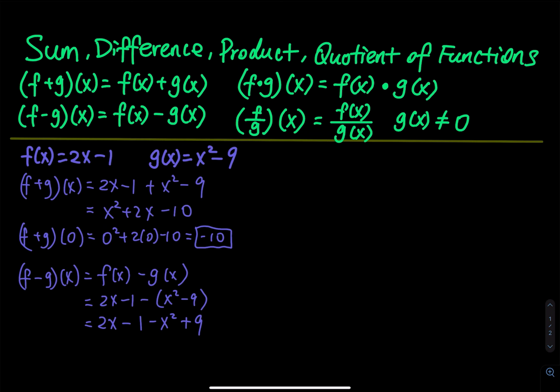Let's see, did I make a mistake? So negative x squared. All right, so you have a negative x squared. No, there's no mistake. And then plus 2x, 9 minus 1, that is a positive 8.